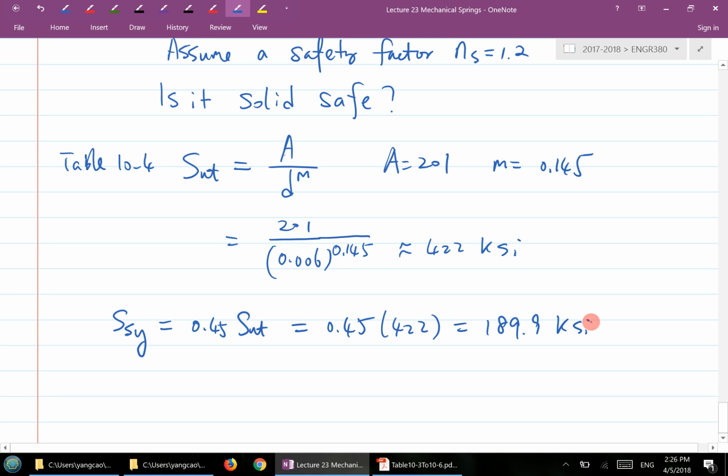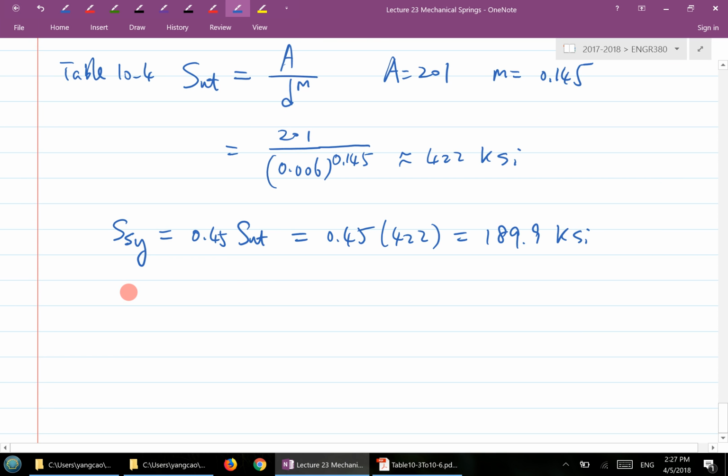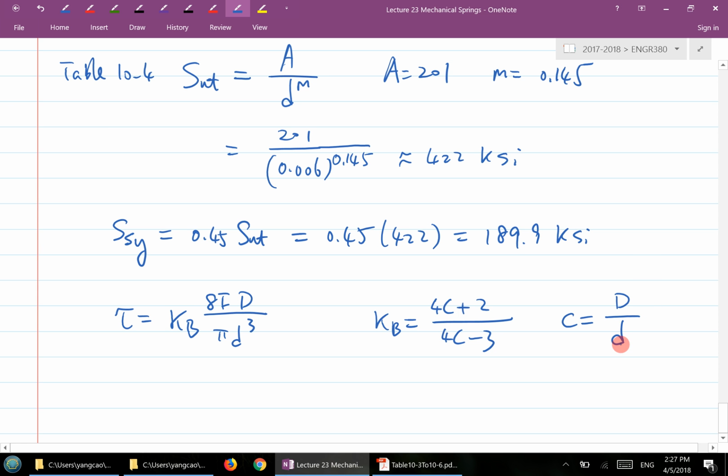So now we've figured out the strength. Let's calculate the stress when it's fully closed. A couple of parameters we need to calculate the stress. Here's your formula: Kb times 8FD over pi d cubed. Let's figure out each one of the parameters. Kb is the Bergstrasser factor, which is 4C plus 2 over 4C minus 3, and C equals the mean coil diameter over the wire diameter.